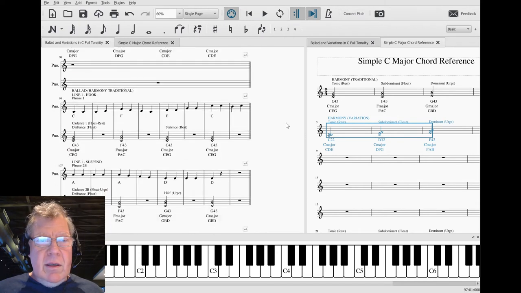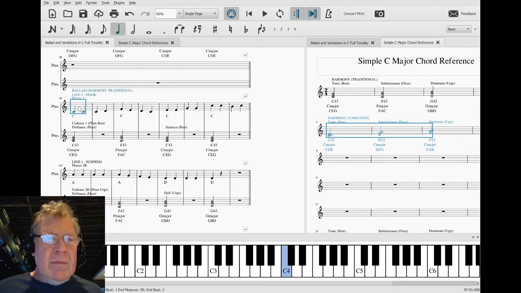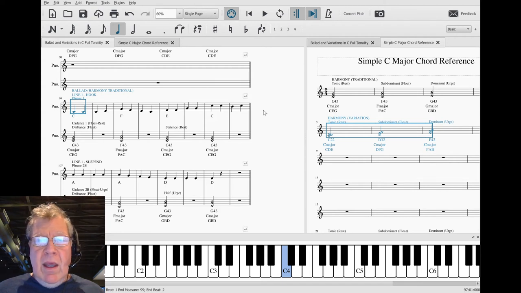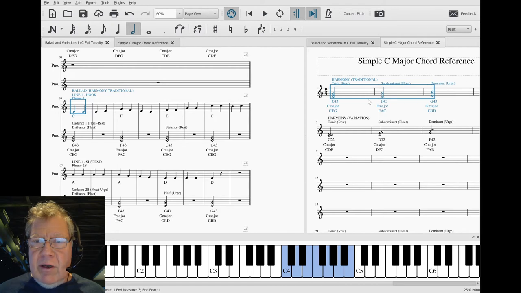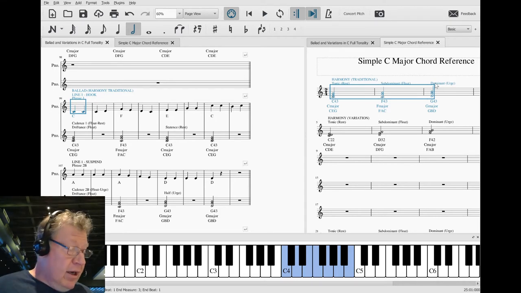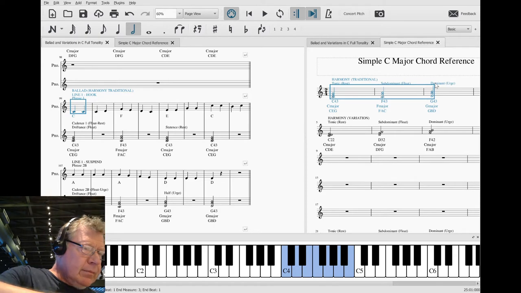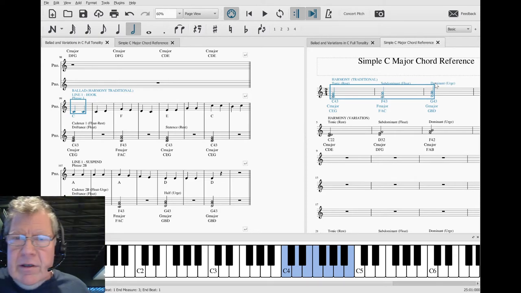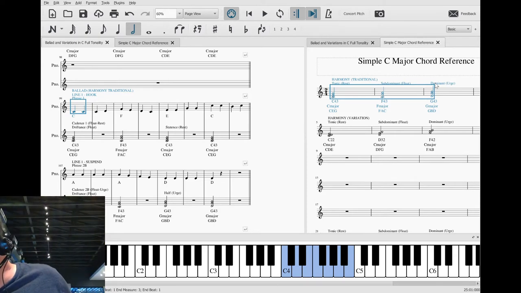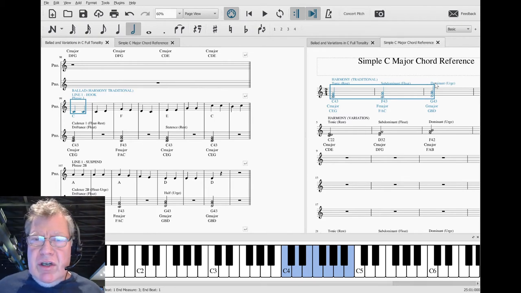We took a traditional harmony that we had composed in part two, and it used these three chords in traditional functional harmony. One's called a tonic chord, one's called a subdominant, one's called a dominant. And the energies are rest and float and urge.